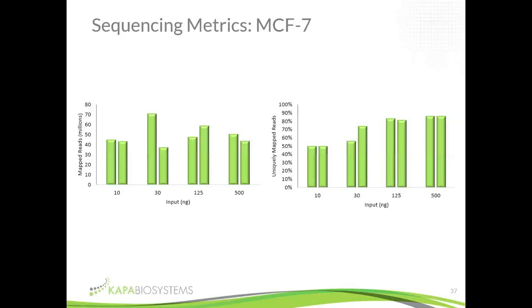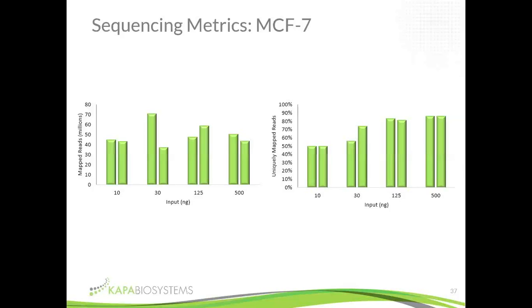The mapped reads were fairly consistent across inputs and replicates, and as expected, the amount of uniquely mapped reads will increase as you increase your input amount, with 500 nanograms having about 85% of uniquely mapped reads. As a result, the duplication rates upon our increase in input will also decrease.